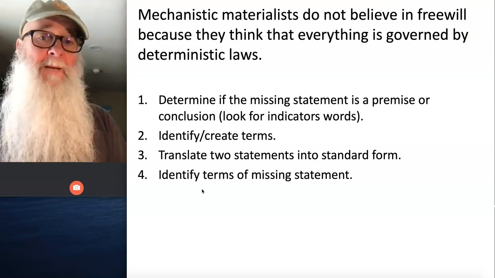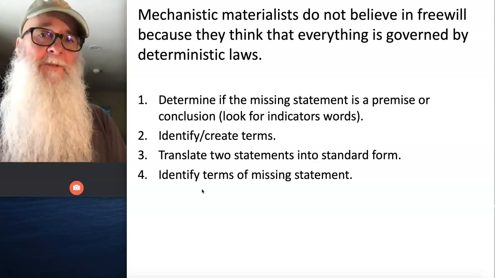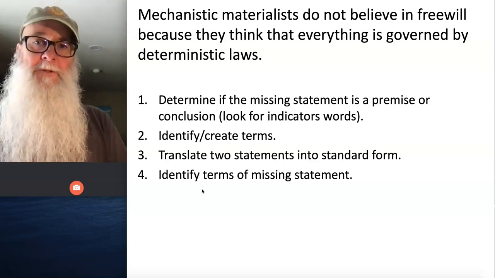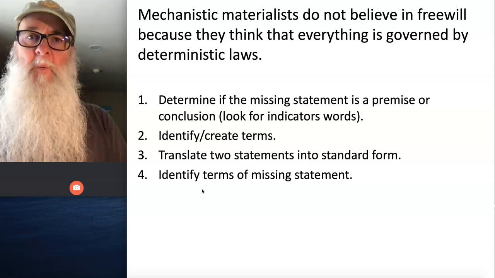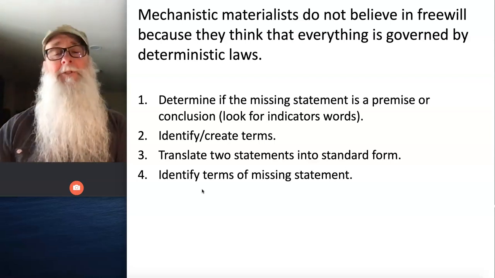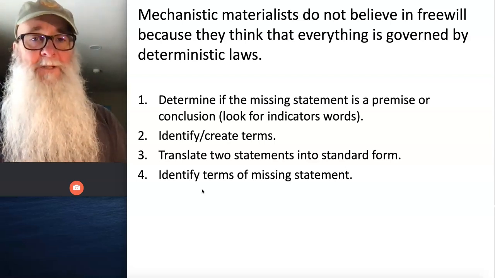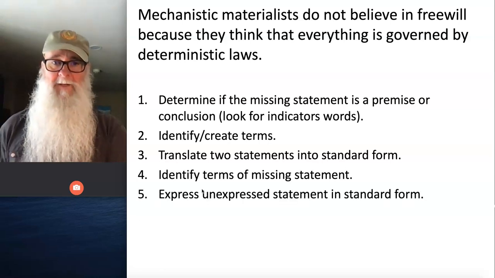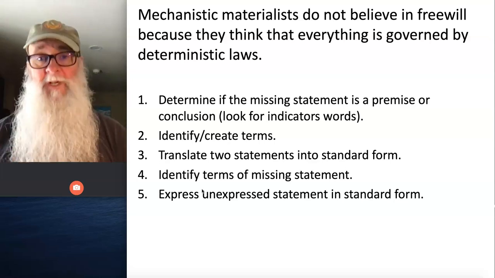At that point, you should be able to identify the missing two terms of the argument. Which two terms have only been used in this argument one time, and therefore are the two terms that are going to be included in the statement I'm going to create, the standard form categorical statement that I'm going to create. And then what we want to do is we actually want to create that statement.